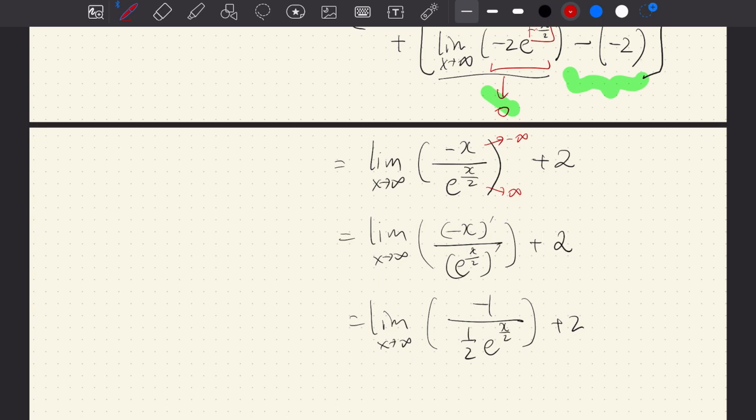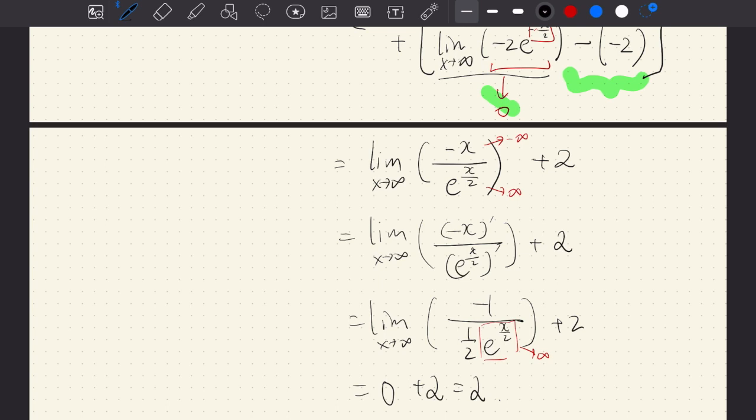So for the numerator, you get negative 1. For the denominator, when x goes to infinity, this term goes to infinity, right? So you're dividing negative 1 by a very, very large positive number. So it will approach 0 from the negative side. So this is equal to 0 plus 2, which is equal to 2. Okay? So the expected value is 2. So the expected waiting time for each customer is 2 minutes. Okay?